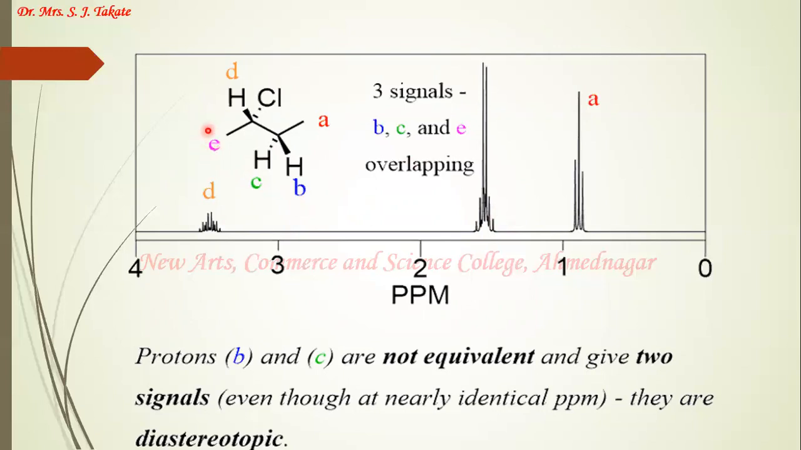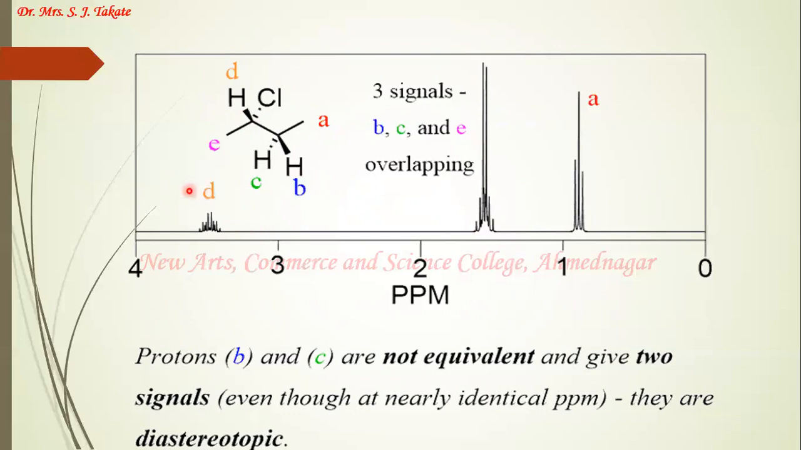What is expected for E? This methyl group is expected to show a doublet. So this should be the doublet for the E proton. But if these two protons are coupling with the methyl, in total it should give 3 plus 1, 4 plus 1, 5, a quintet should be there, and so it is there.